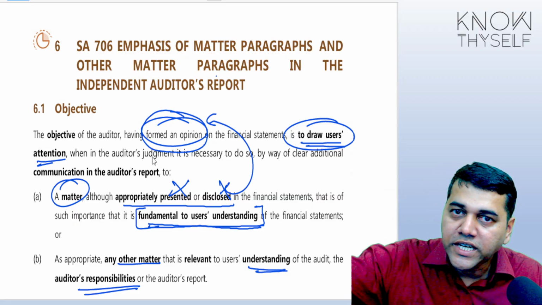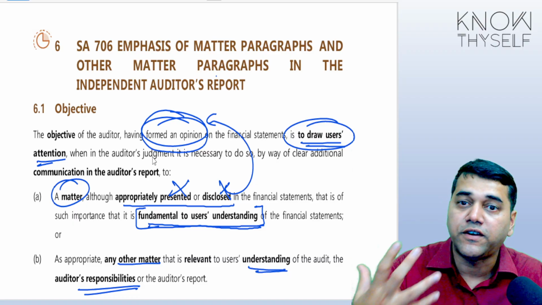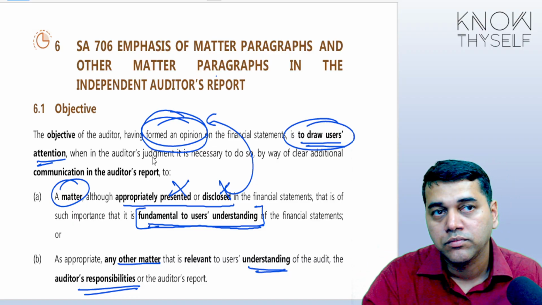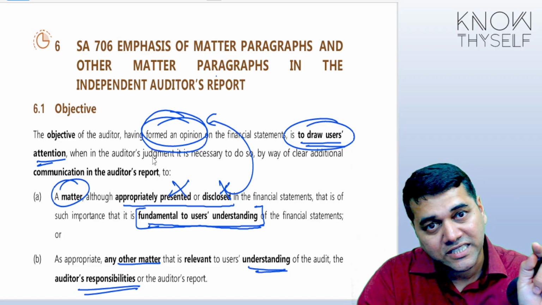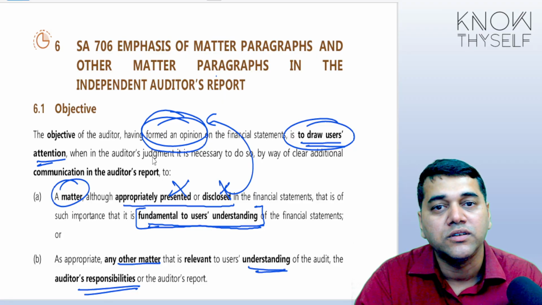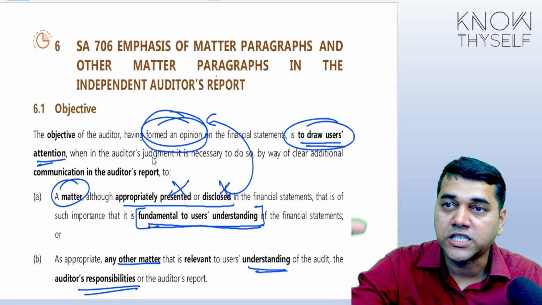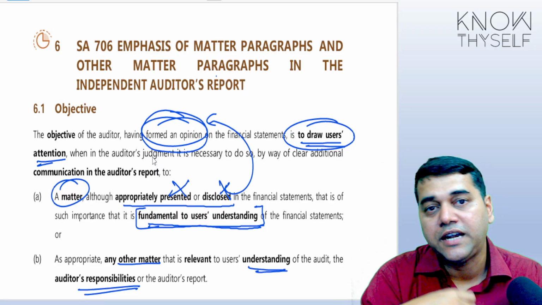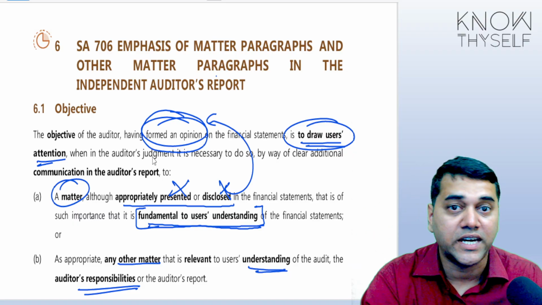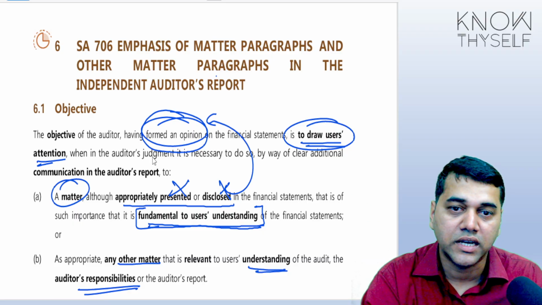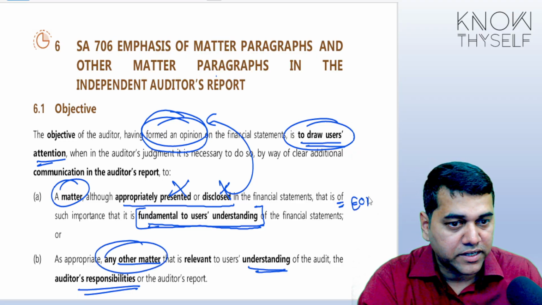The management has already disclosed it in the notes to accounts. But if you find that this is a very fundamental thing they are supposed to know, because a substantial portion got destroyed, then I will put a stress on that particular note. Look, Baba, refer to note number 28 given by the management. Destruction of the building has happened, and we feel that this is fundamental for you to understand because it has a lot of strategic importance. Something like that. So this is emphasis of matter.